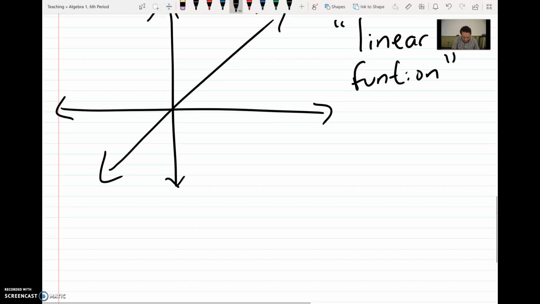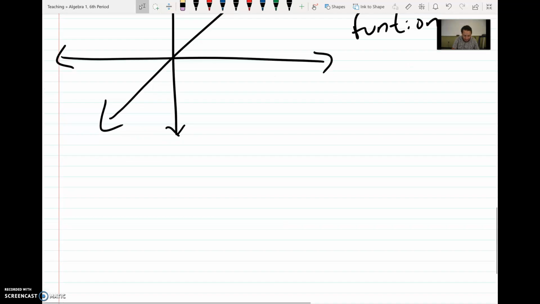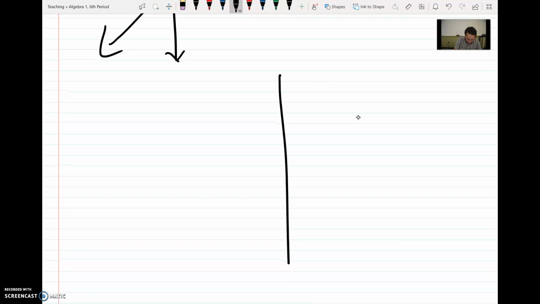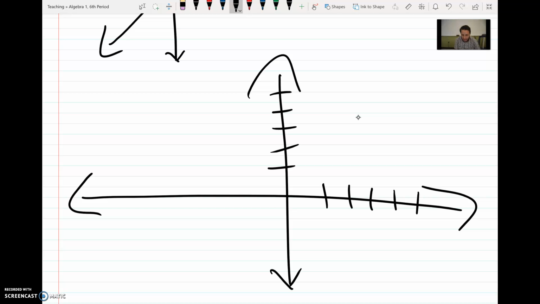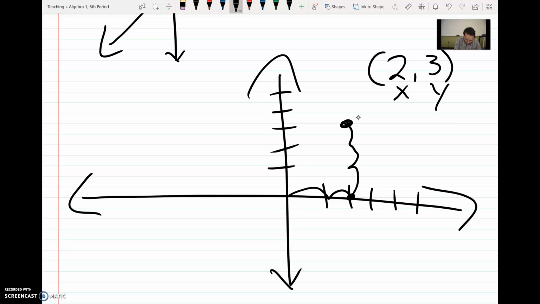But yeah, guys, I just want to also recap on how we plot points as well. So let me draw my Cartesian plane. 1, 2, 3, 4, 5. 1, 2, 3, 4, 5. And I'll just focus on the first quadrant. So say I have the point 2, 3. Well, I just need to remember that this is my x and this is my y, right? So I go over 1, 2. Here's my first one. And then I go up 3. 1, 2, 3. There's my point.